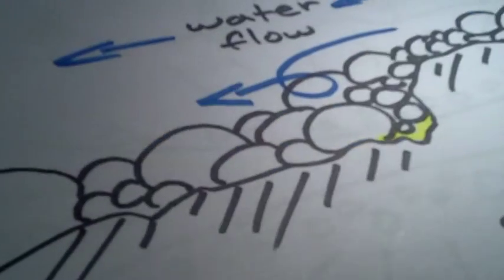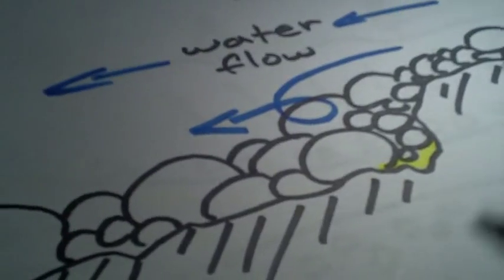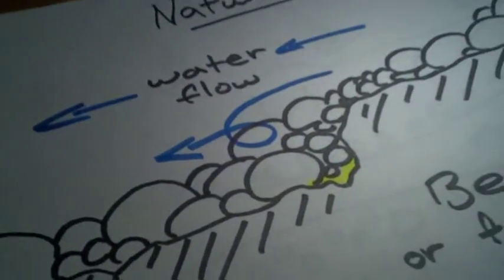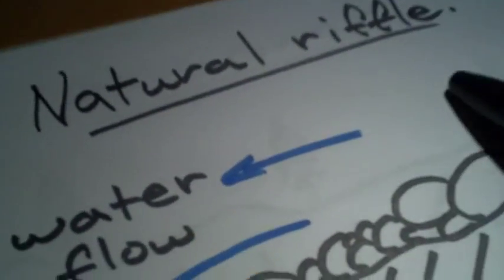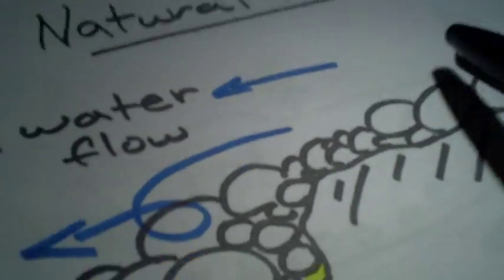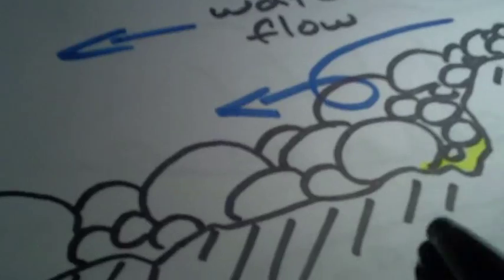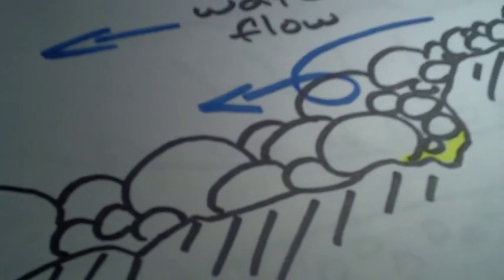The first one is just simple drawings. So this one's a drawing of a natural riffle. There's lots of natural riffles in the stream beds, but this is one of my favorite ones. It's bedrock riffles.